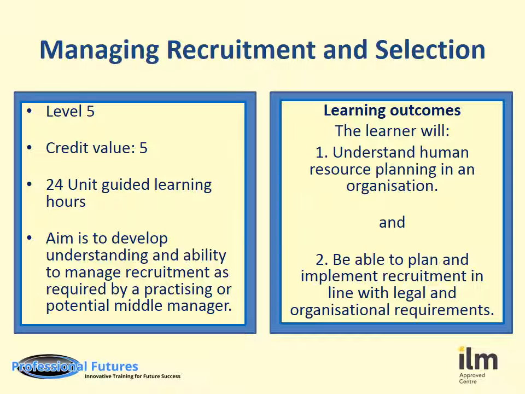There are 2 learning outcomes associated with this module, and the learning outcomes are: number 1, the learner will be able to understand human resource planning in an organisation, and number 2, you'll be able to plan and implement recruitment in line with legal and organisational requirements. Let's now move on and have a look at the assessment criteria associated with each of these outcomes.